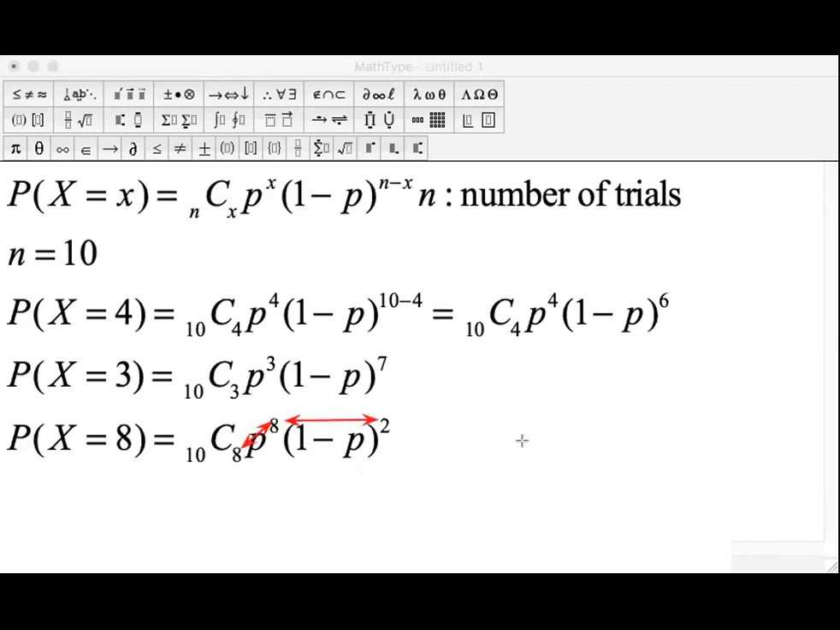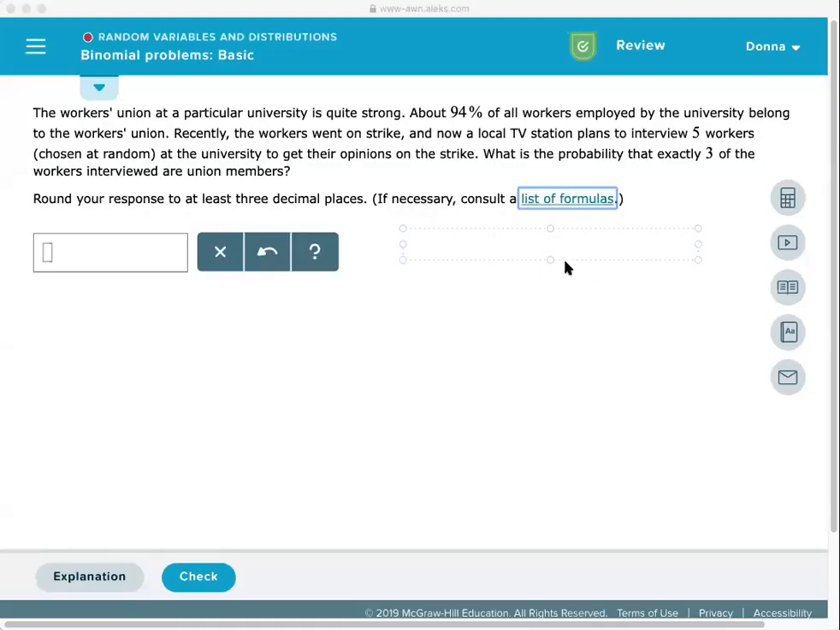So now let's go back and do our example that we had. In order to apply the binomial theorem, we need to find the values for n, p, and x. In this example, we're interviewing 5 workers. So if we're interviewing those 5 workers, that would be considered our sample size. So that's going to represent our n. So n is going to equal 5.